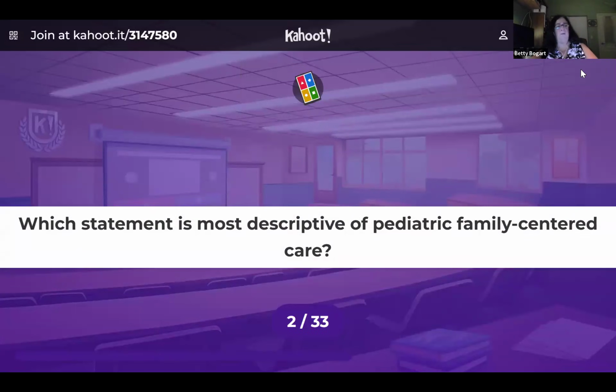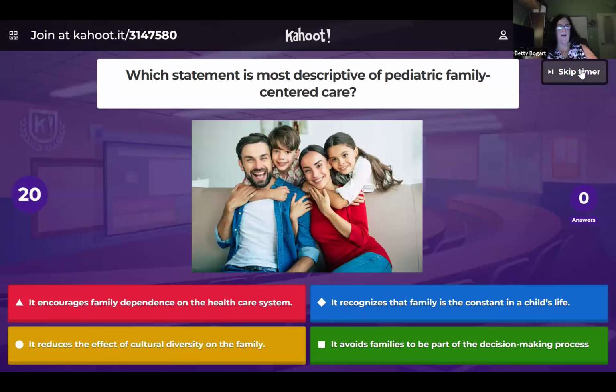Which statement is most descriptive of pediatric family-centered care? What does that mean?